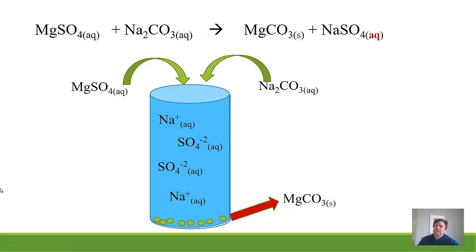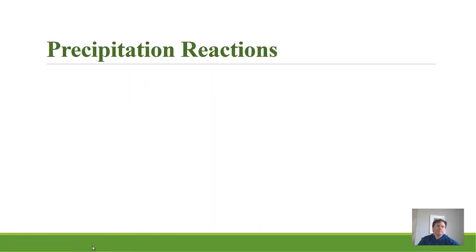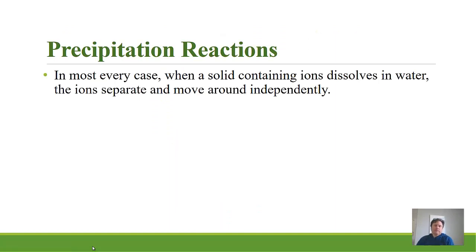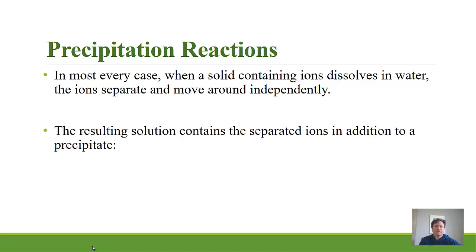Now remember, when we did reaction types, we said if no precipitate forms, it's likely we're going to call it no reaction. Well, that would be because we'd have all the ions floating around in here, all mixed together, and nothing would really change. So like we said, in almost every case, when a solid containing ions dissolves in water, those ions separate. They move around independently, just like we saw in the previous one with the sodium and the sulfate.